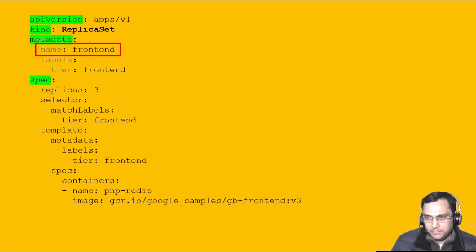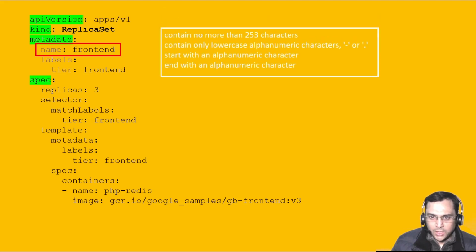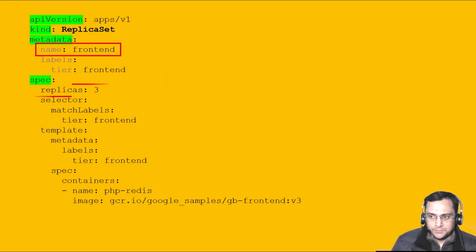While giving the name, we must adhere to the DNS subdomain rules, that is contain no more than 253 characters, contain only lowercase alphanumeric characters, hyphen or dot. Start with an alphanumeric character and end with an alphanumeric character. If you do not follow this instruction, you will definitely observe an error message. Replicas equal to 3 means that this replica set will create three identical pods.